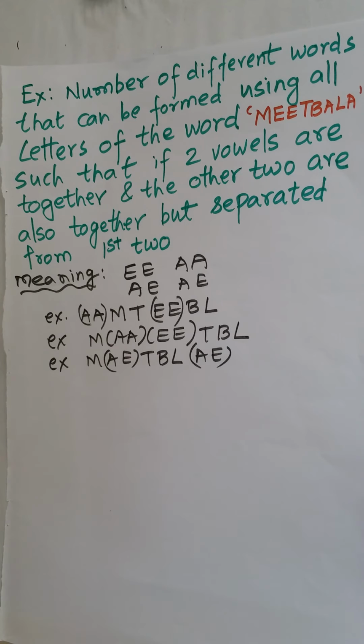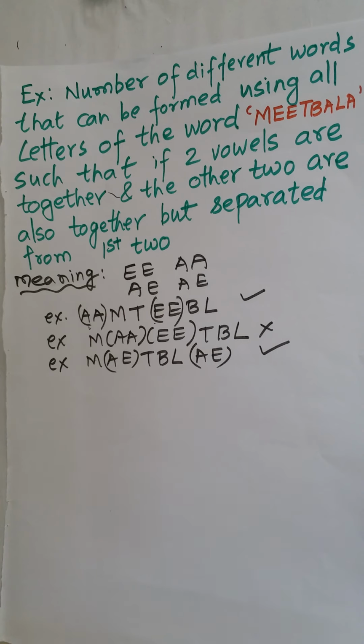According to the question, which ones of these examples does the question want us to count? First and third, and not the second one. Why? Because it is saying that the other 2 are also together but separated from the first 2. So these 2 are together but separated from the other 2 in the first and third examples, but here they are not separated from the other 2. It means they should not be adjacent.